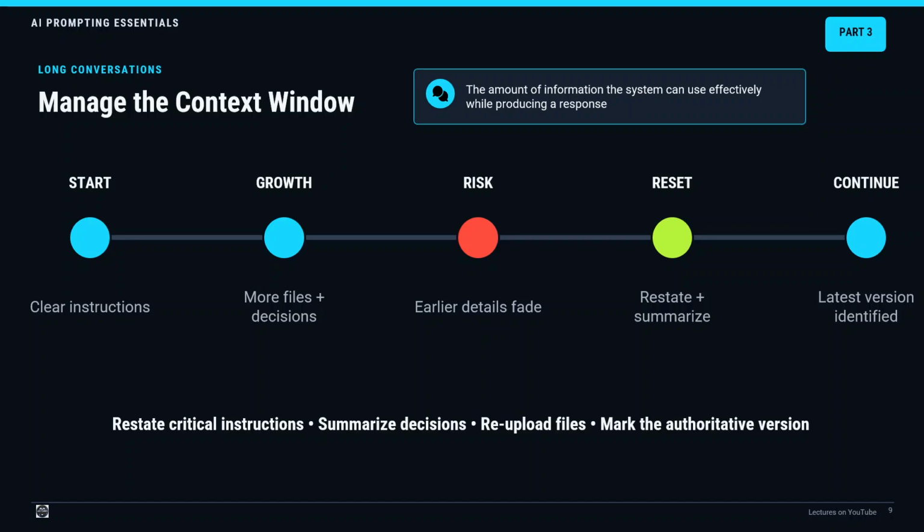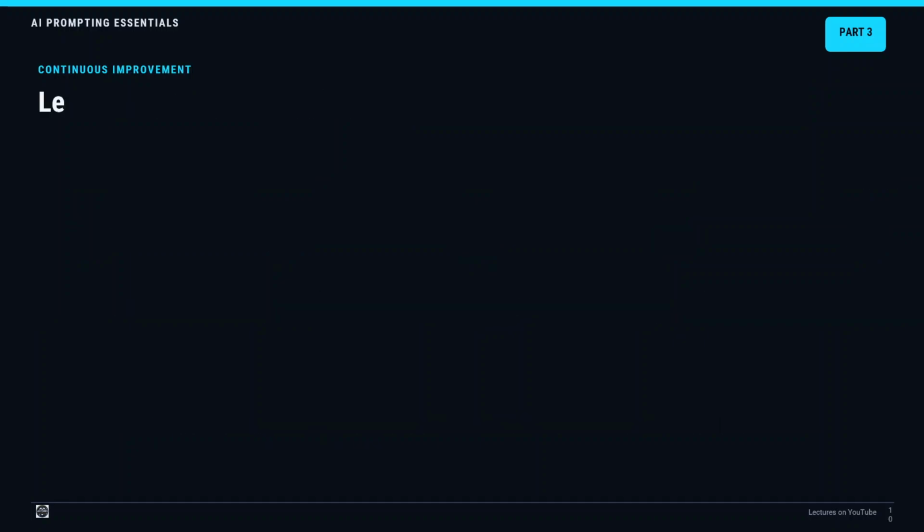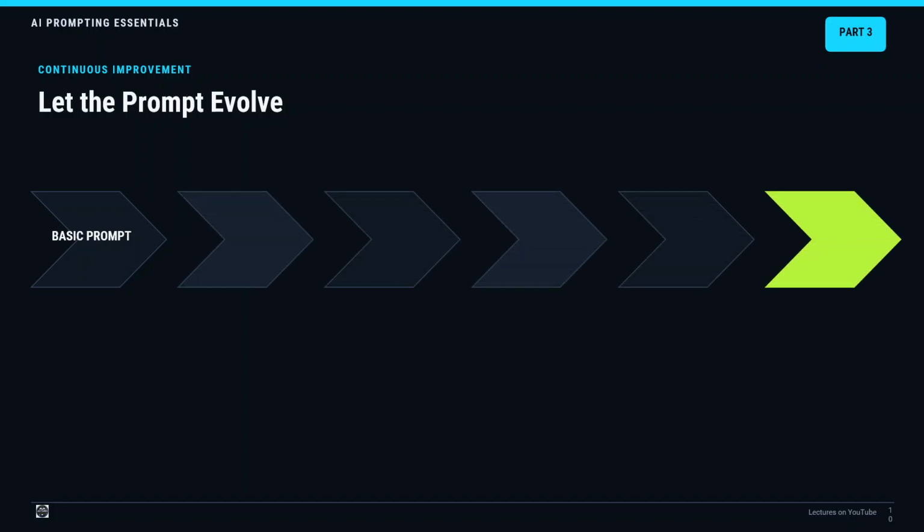Step 5. Treat prompting as a conversation. One of the biggest mistakes new users make is trying to write a perfect prompt on the first attempt. You do not need to. Prompting is a process of continuous improvement. Begin with a structured prompt. Review the response. Identify what is missing. Add context. Clarify instructions. Request revisions. Improve the format. Ask follow-up questions.